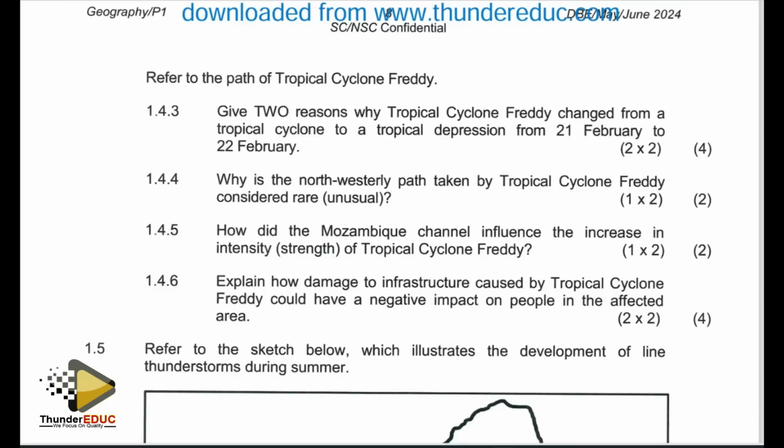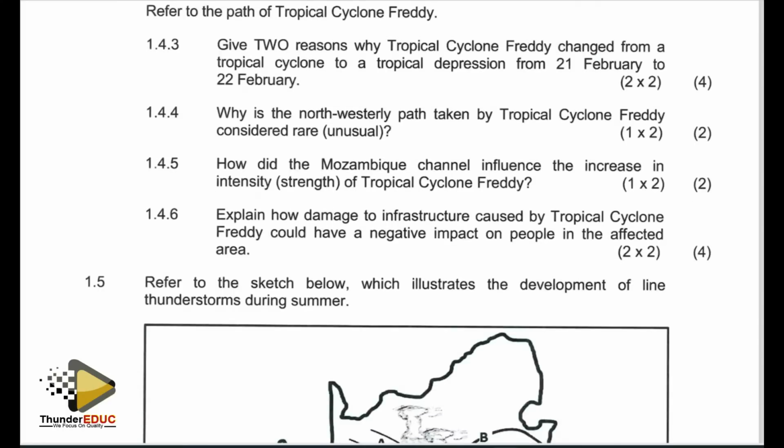And also we can talk of high humidity. Humidity fuels the cyclones. They strengthen using the power. When they release latent heat, they gain more power. So also because of the Mozambican channel having warm waters, it also meant that it was fed with high humidity, which also contributed towards the cyclone being stronger as it went towards Mozambique.